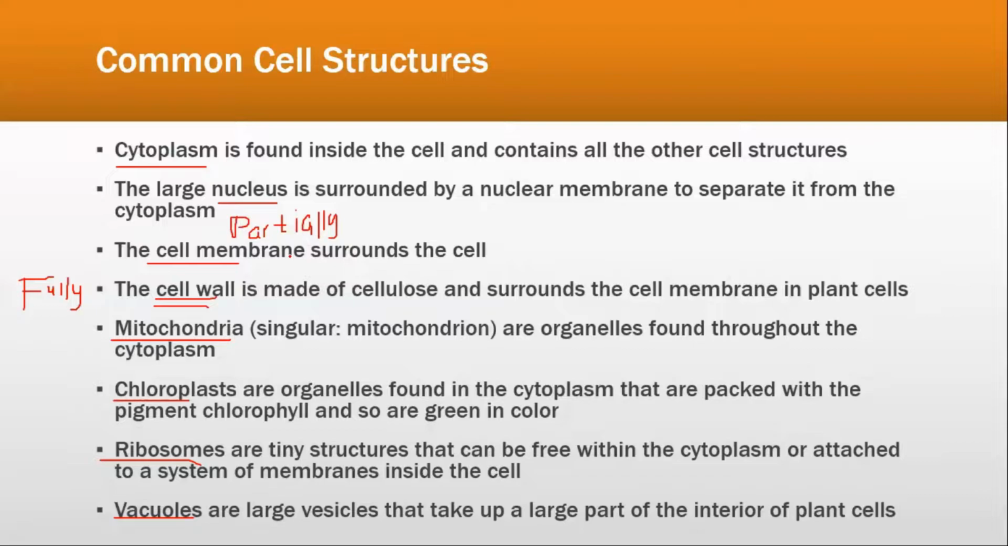Then we have mitochondria. Mitochondria are organelles found throughout the cytoplasm. इसको हम powerhouse of the cell भी कहते हैं. Mitochondria is also known as the powerhouse of the cell. Why is it known as the powerhouse of the cell? Because this is the organelle that supplies energy, and that energy is supplied in the form of ATP.